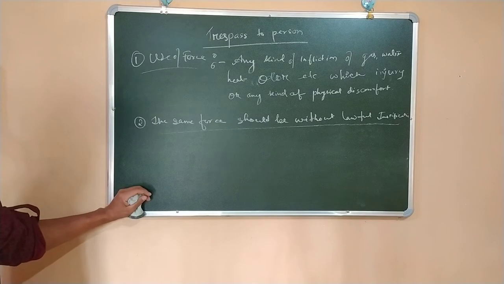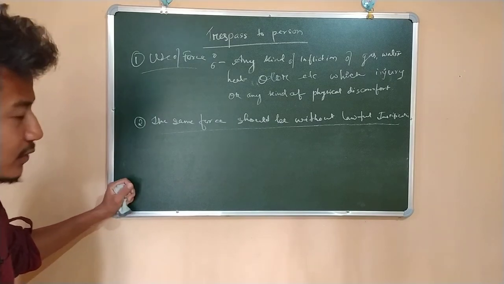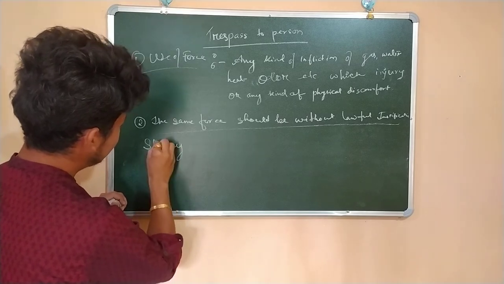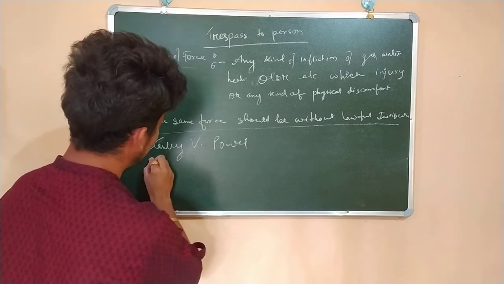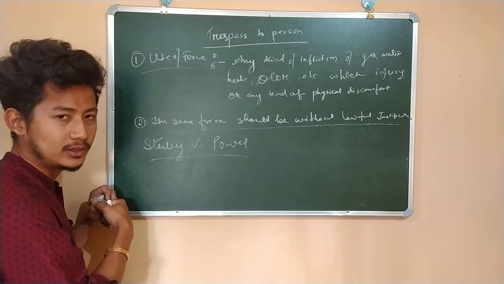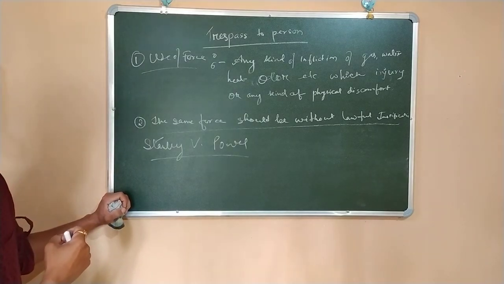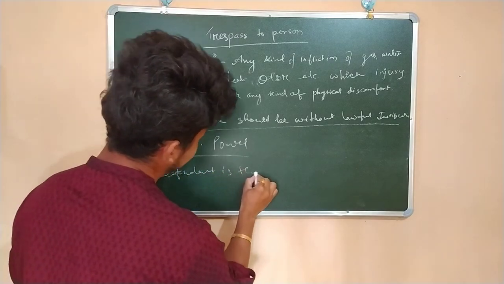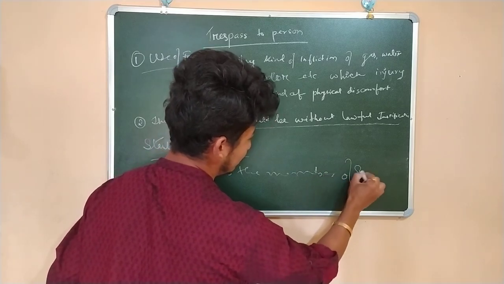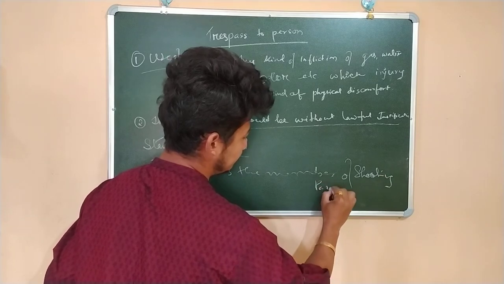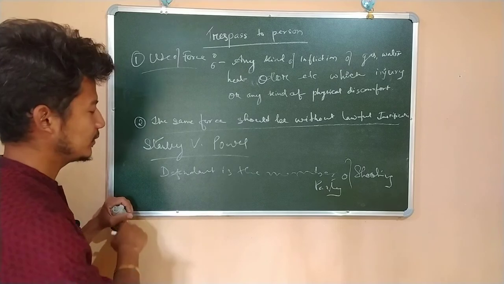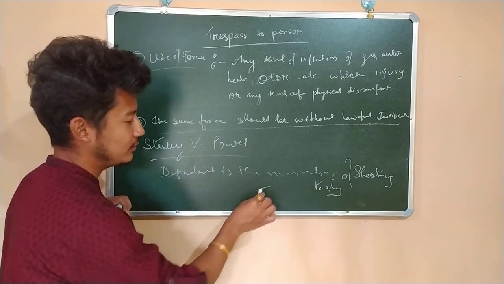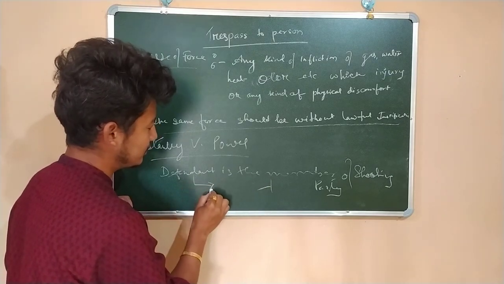And so there is a very important case law. The case law name is Stanley versus Powell. Okay. So in this case, the defendant is a member of the shooting party. What happened? The moment he shot the gun, the pellet glanced from the tree. Suppose the defendant is here and he shoots the gun from here, and what happened?